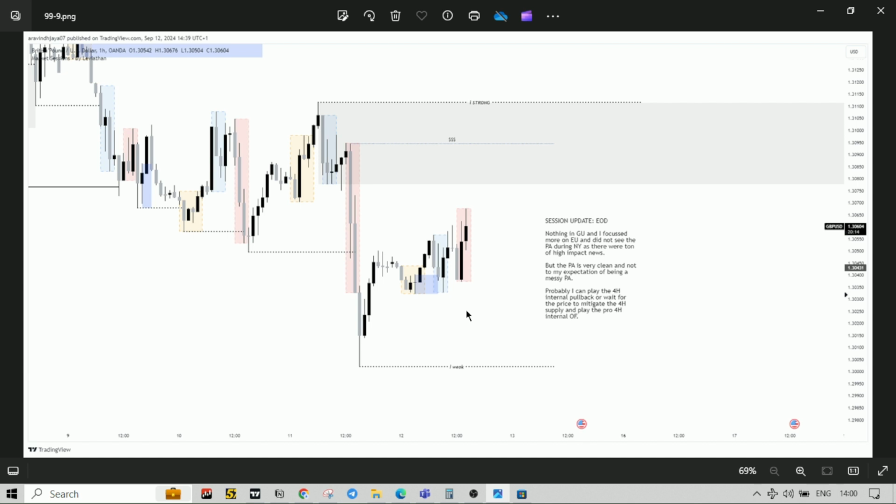So to summarize, I took one loss, which is a very bad loss in EU, which I can also call a FOMO trade. And I didn't take any trades in GU. To be honest, in GU I stuck to my trading plans, whereas in EU I avoided sticking to my trading plans. I got a losing trade. So it is what it is.